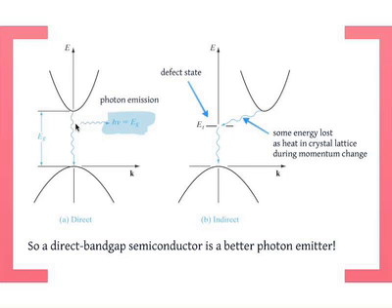In a direct bandgap semiconductor, there's no momentum change involved, so the electron can relax straight down and emit a photon. Whereas in an indirect bandgap semiconductor, some energy has to be lost as heat in the crystal lattice because of the change in momentum involved. Okay, so keep that in mind as well.